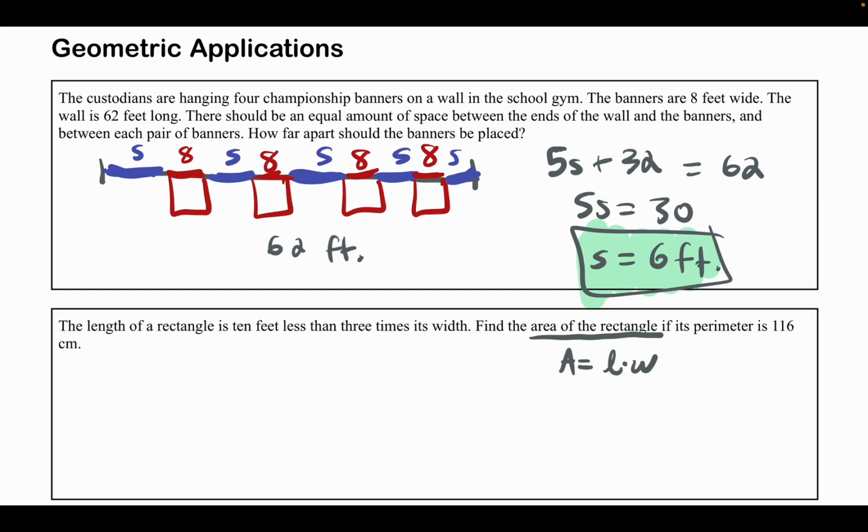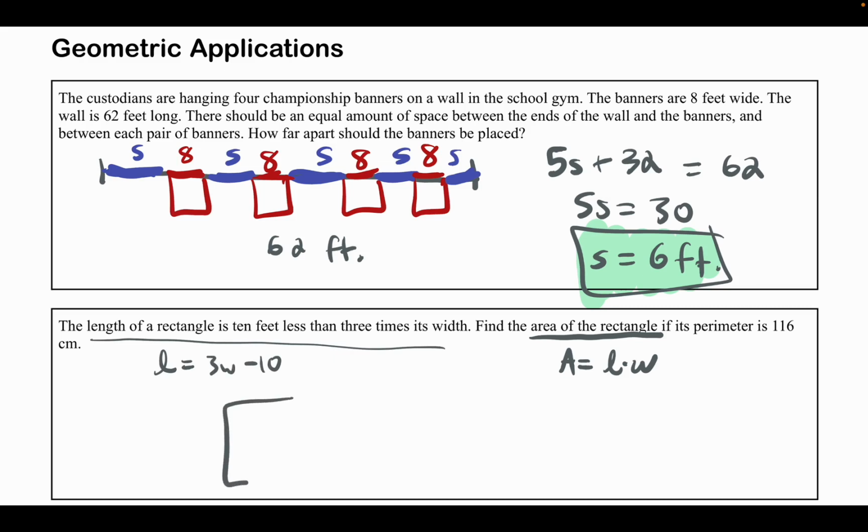So we're going to need to do some work to determine what that length and that width are in particular. We do have that the perimeter is 116 centimeters, which is useful to know. And we also know that the length is 10 smaller than 3 times its width. So specifically, that means that whatever that length is, we have to take away 10 from triple the width.